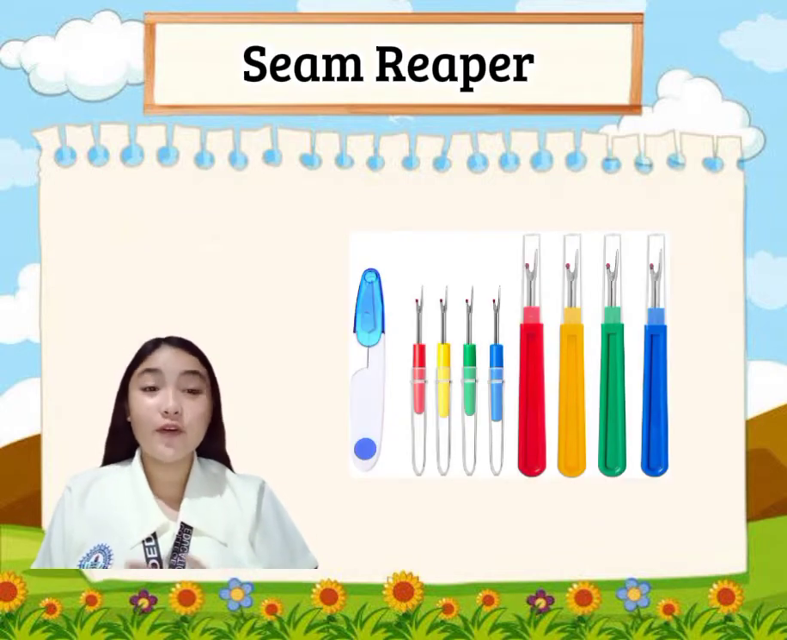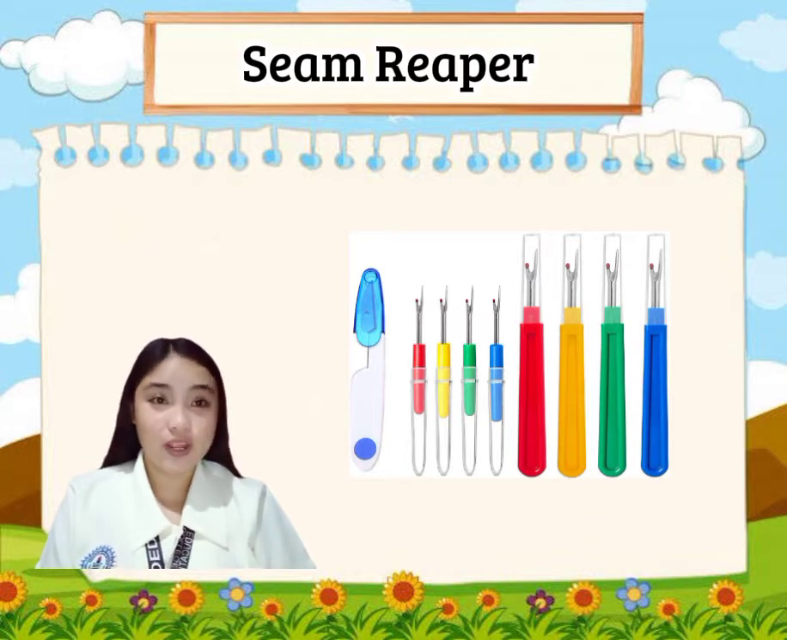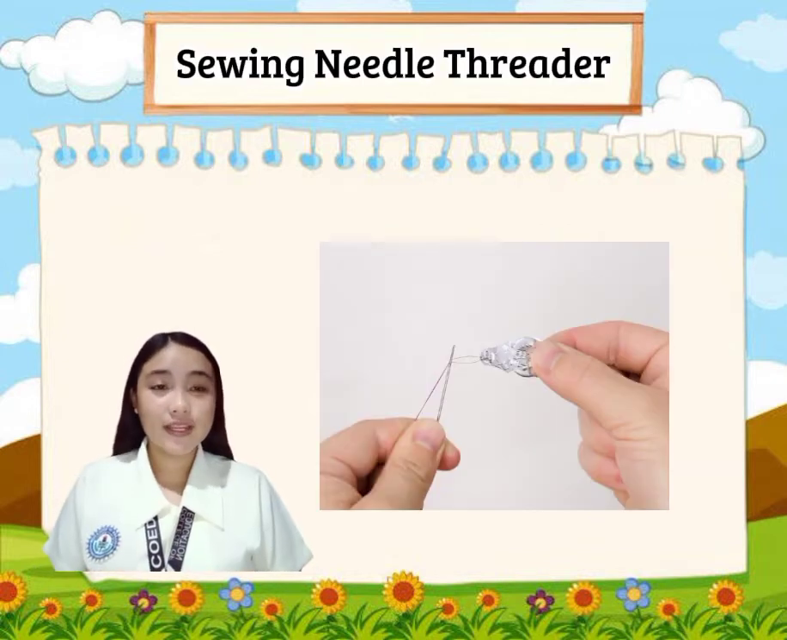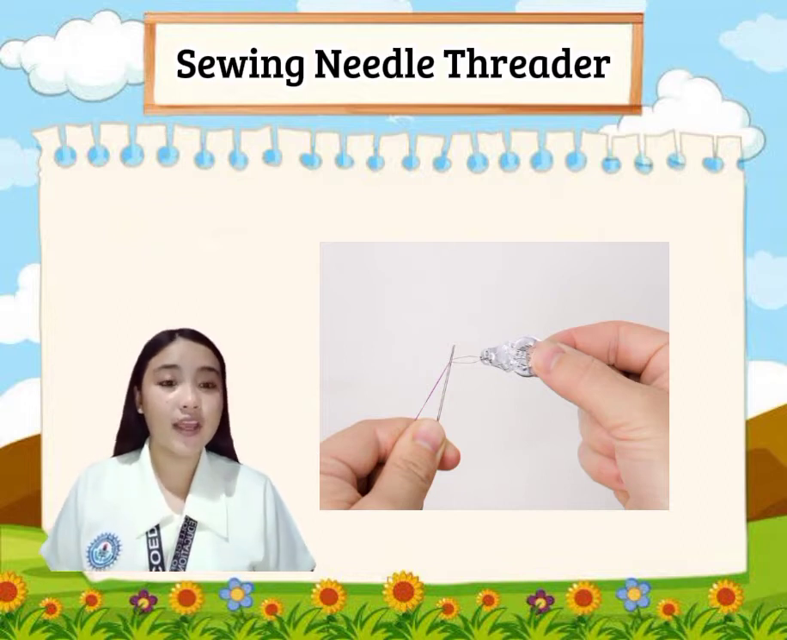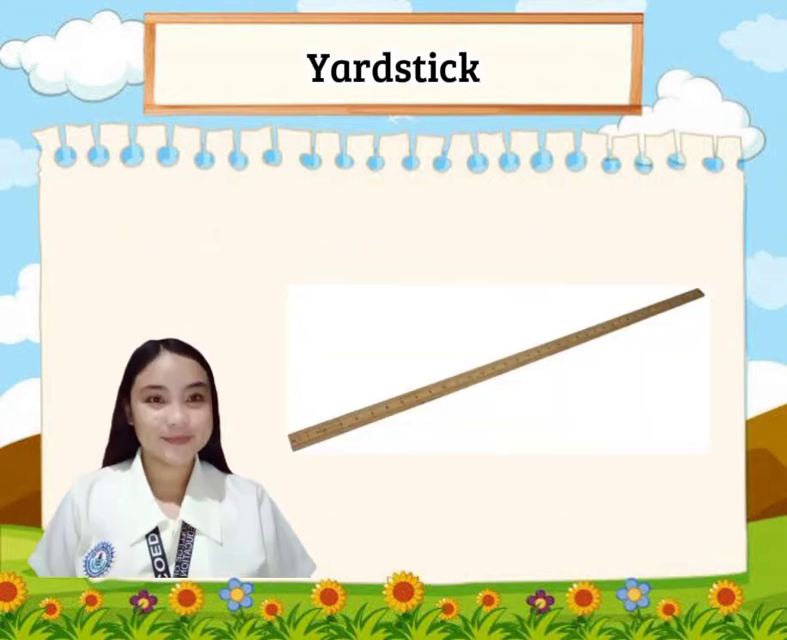Seam ripper. The fine tip of a seam ripper lets you pick out single threads, while the rounded tip allows you to remove stitches along a whole seam without tearing the fabric. Sewing needle threader. The wire of a needle threader easily passes through the eye of a needle, then opens and creates a large opening for the thread. Then you can pull the wire and thread back through the eye of the needle.